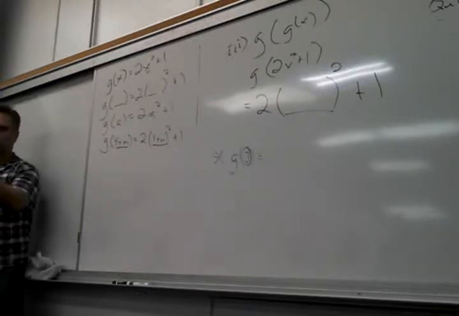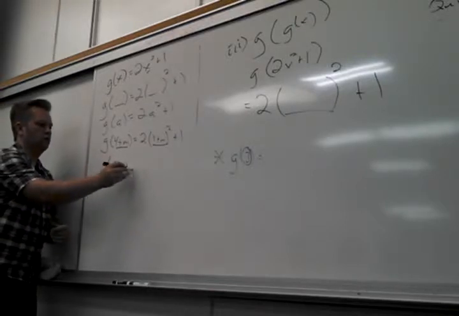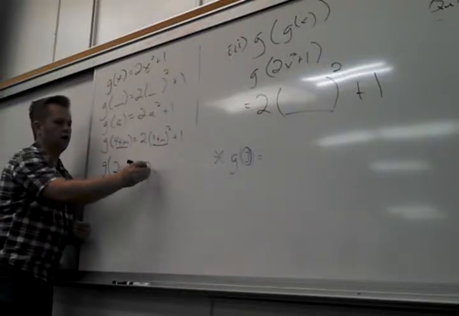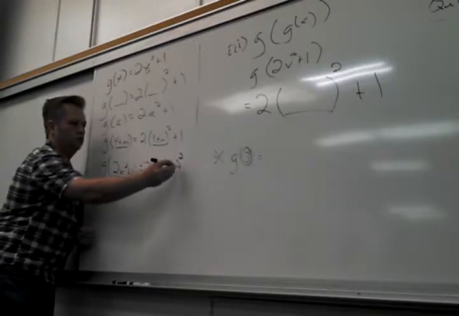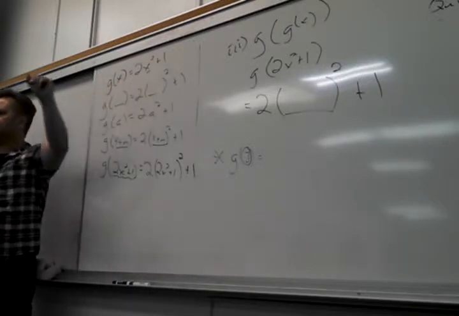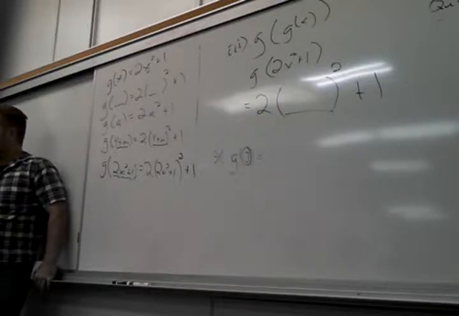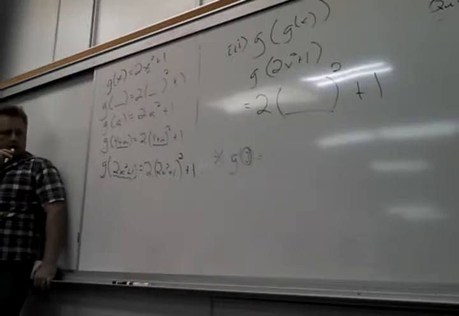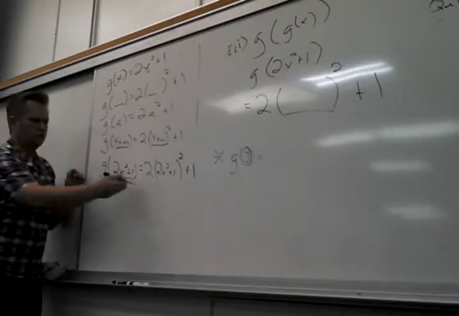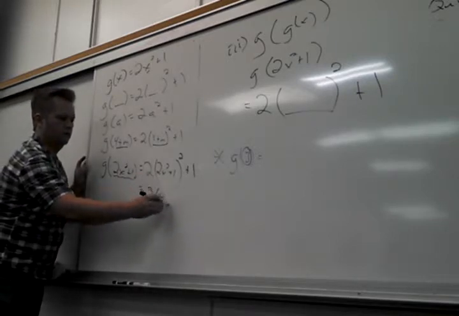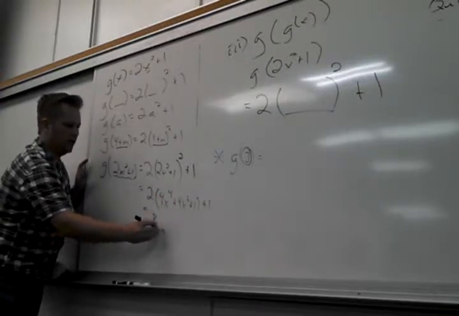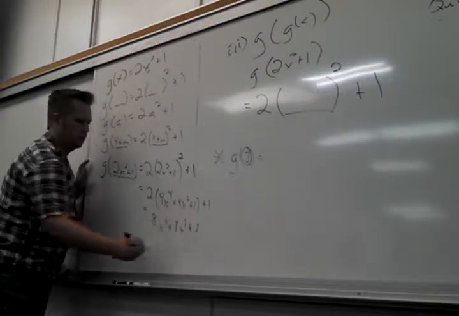Plug that thing in. So g of 2x squared plus 1, what's it going to do with this? It's going to put it there, right? So twice that thing squared plus 1. That's what G does: twice whatever squared plus 1. And then you can simplify that a little bit. Square that out, double it. So this would be twice 4x to the fourth plus 4x squared plus 1. So it'll be 8x to the fourth plus 8x squared plus 2 plus 1 is 3.